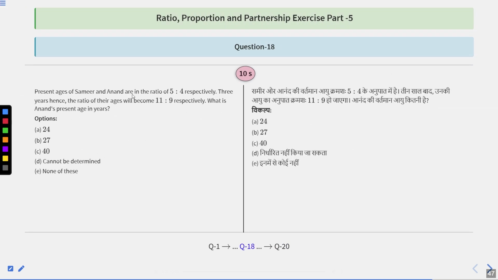Present ages of Samir and Anand are in the ratio 5:4 respectively. 3 years hence, the ratio of their ages will become 11:9 respectively. What is Anand's present age in years? You have 5 options and 10 seconds to analyze the question. Your time starts now.